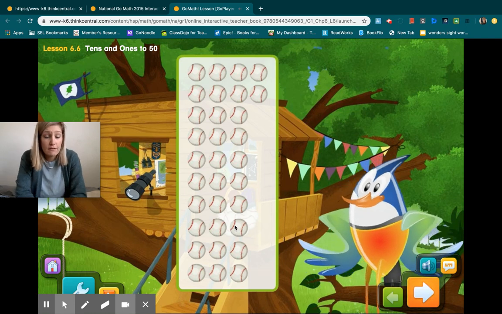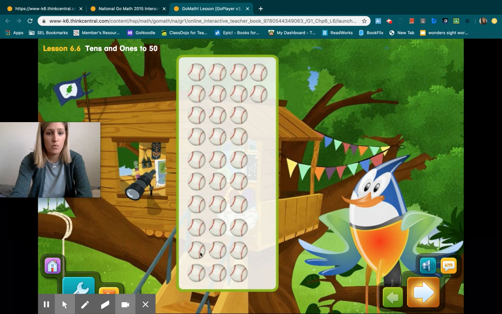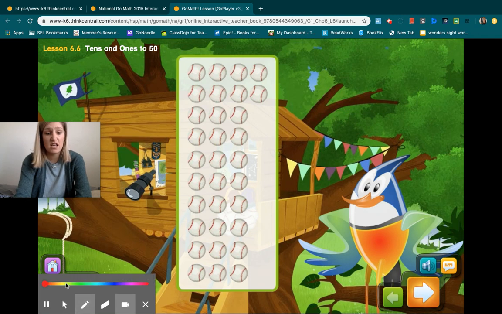So before we move on, friends, I want us to think about it together. She said that these columns of baseballs are already in groups of 10. So count with me. I see one group of 10, two groups of 10, and three groups of 10. And we already know how to count by tens. So count with me: 10, 20, 30.